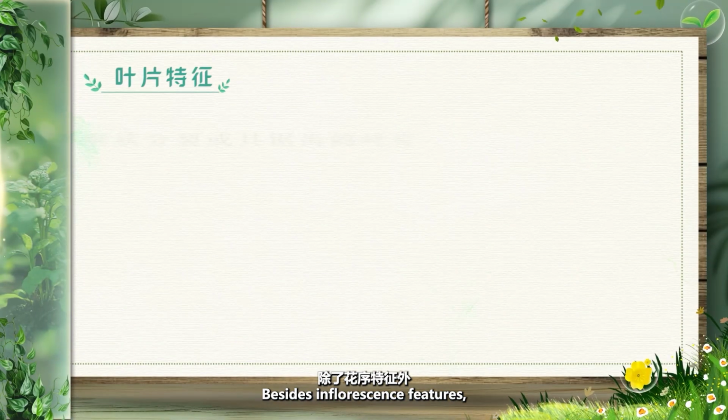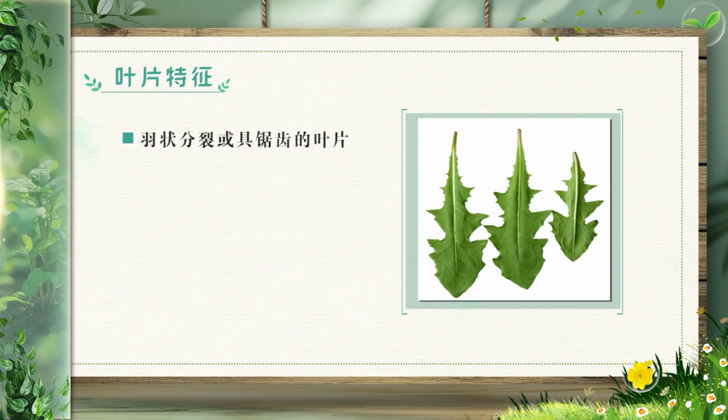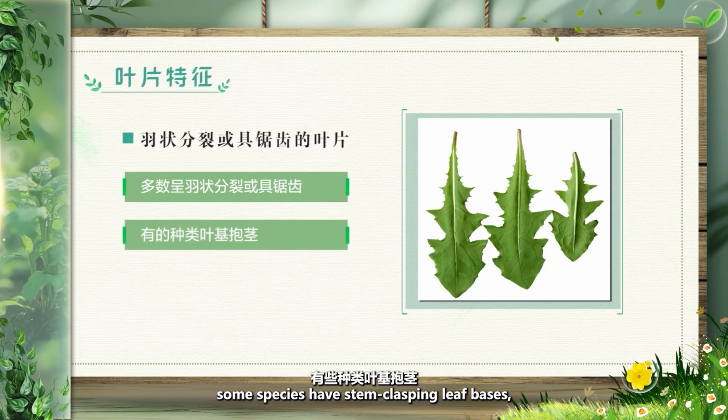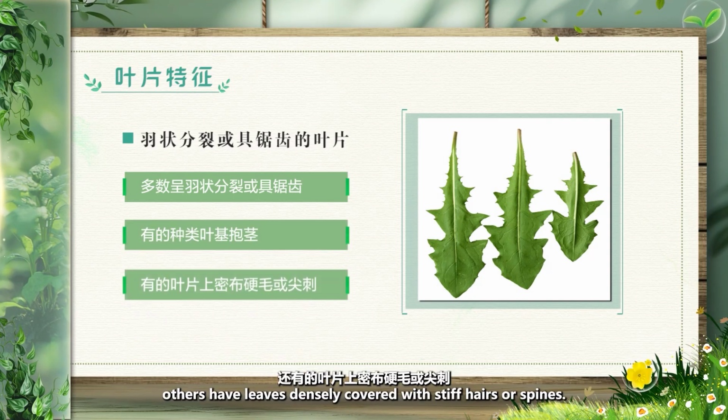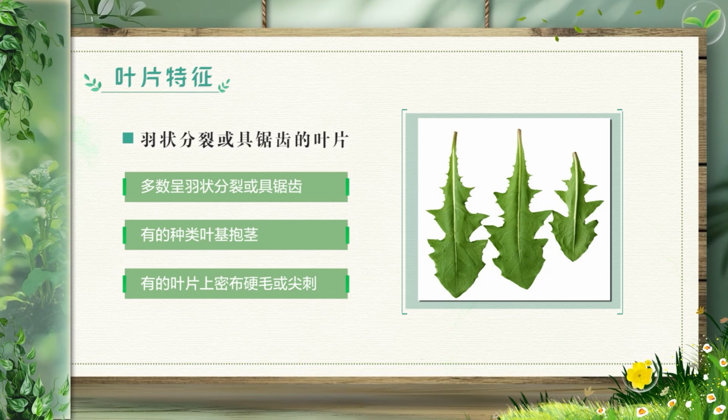Besides inflorescence features, Asteraceae weed leaves also have characteristics. Most species have pinnately divided or serrated leaves. Some species have stem-clasping leaf bases. Others have leaves densely covered with stiff hairs or spines.